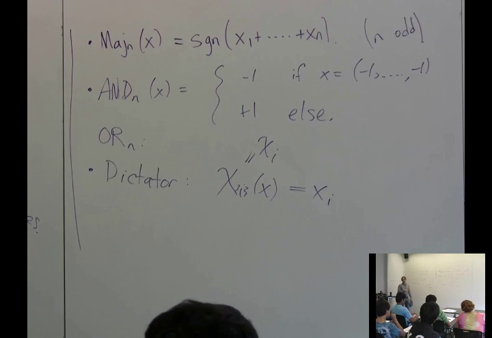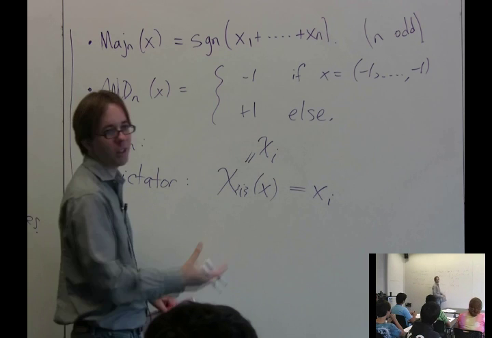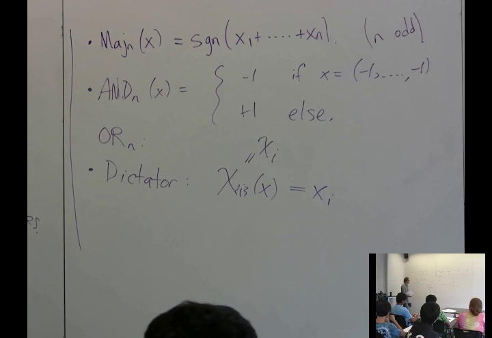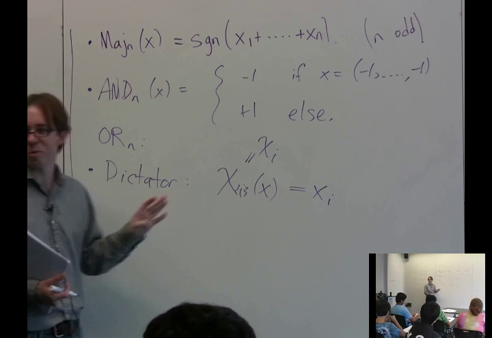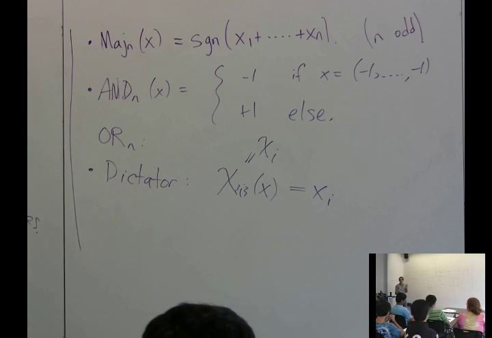It seems a bit melodramatic to give it a name like dictator when it's just the ith coordinate function, or the ith projection function. But these are very important functions in analysis of Boolean functions, and it's very handy to have a name for them. So what we'll call them are the dictator functions. Okay, great.